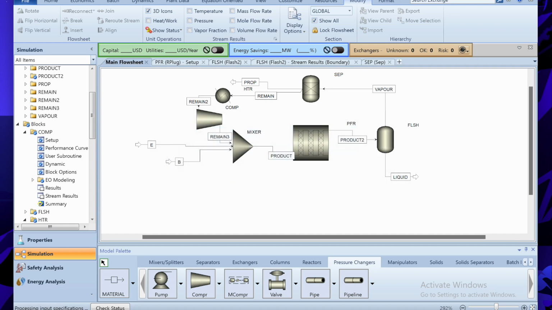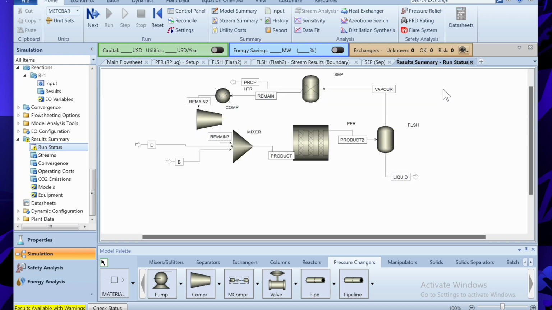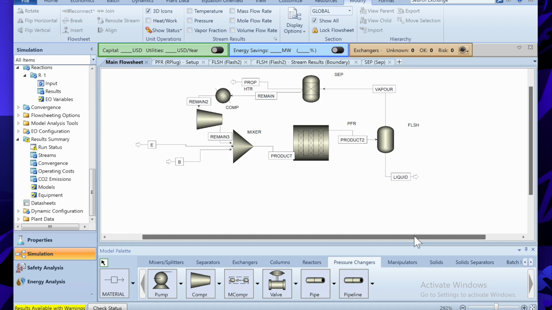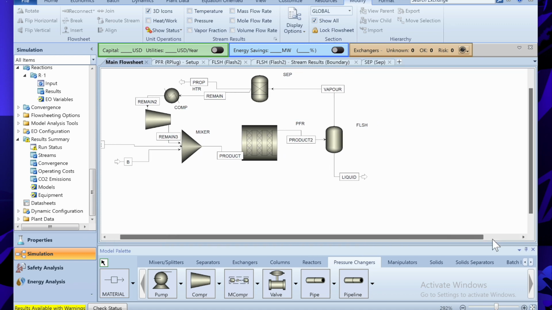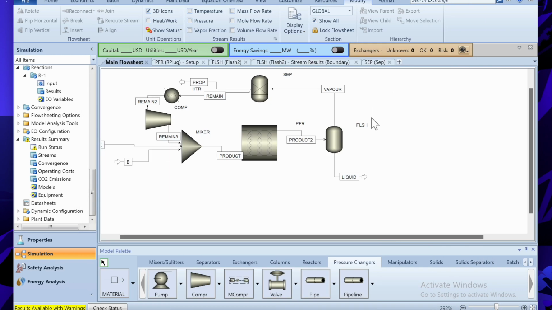So let's see if it is working. Still it is not working. There are warnings because there is nothing in the vapor phase, but still we will continue and see whether it will work or not, because when I read the question, there is a benzene recycle, so benzene will be recycled back to the reactor. So let's see if that will create any effect.